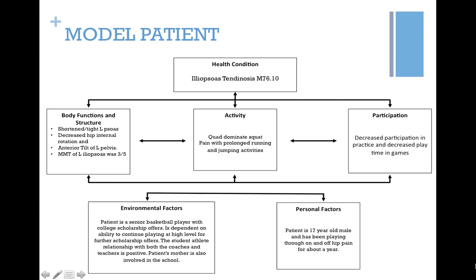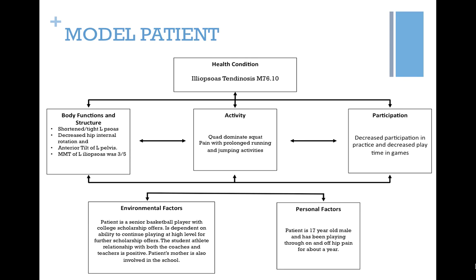So I want to start with the model patient. I actually took this case. This is something I'd done earlier in the DAT using the Nagy disablement model for a patient with iliopsoas tendinosis, describing some of the things: body structure and function, tight psoas, shortened psoas, decreased hip internal rotation and flexion, anterior tilt of the pelvis, weak 3 out of 5 manual muscle test of the iliopsoas.